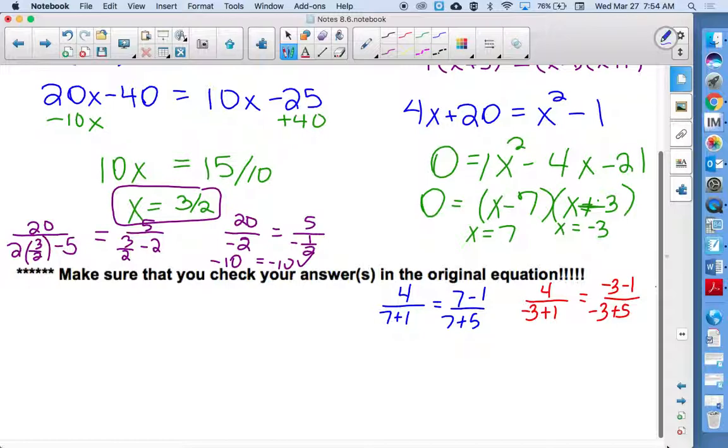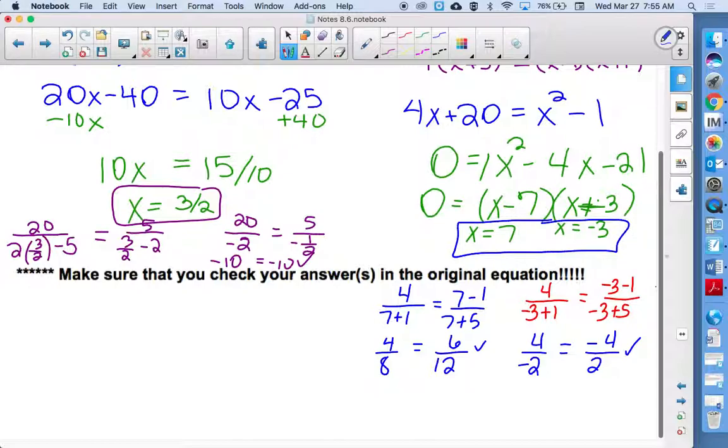So here we have 4 over 8. And over here we have 6 over 12. 4 eighths is a half, 6 twelfths is a half, so that looks good. On the other side, we've got 4 over negative 2 and negative 4 over 2. And again, that checks out as well. Questions?